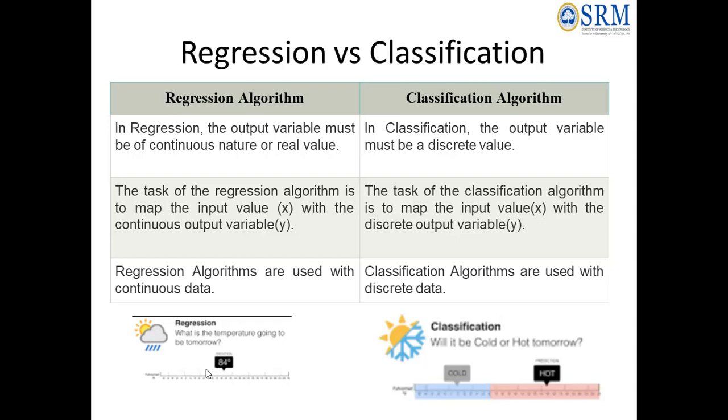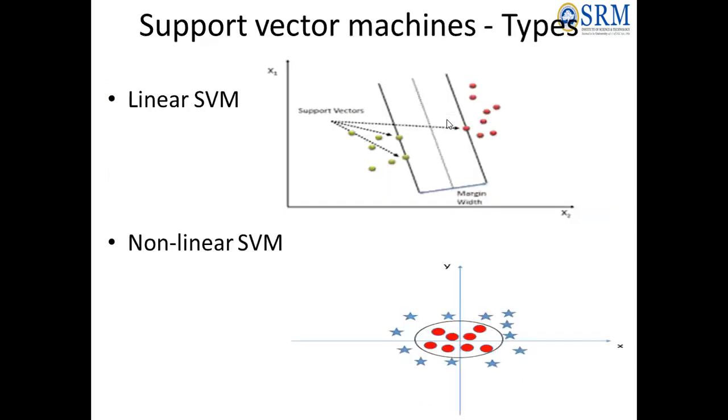Here, in regression, what is the temperature tomorrow? Anyhow, we are going to give the value as a numerical value. In classification, will it be cold or hot tomorrow? Cold or hot, both are textual values. That is the difference between regression and classification. Our SVM is used in both regression and classification.